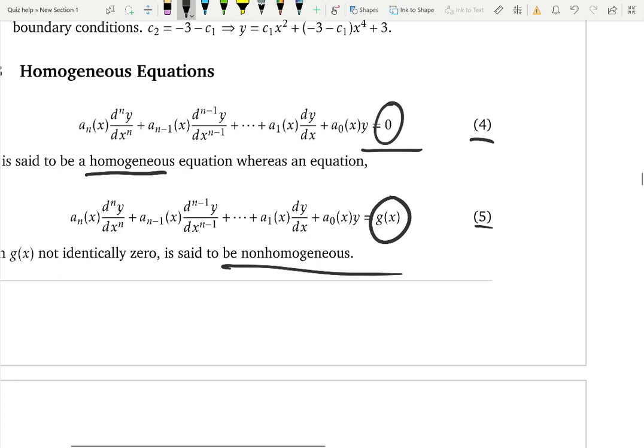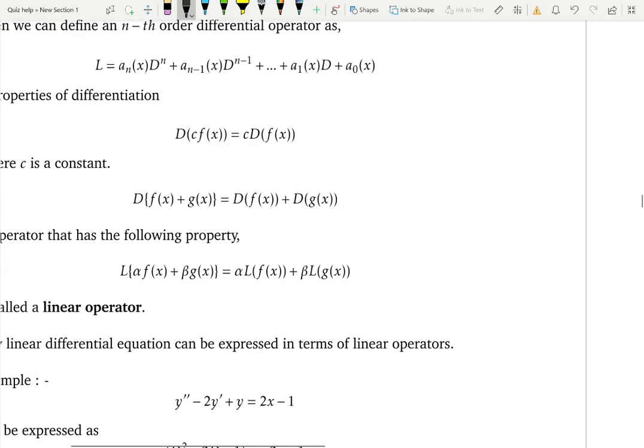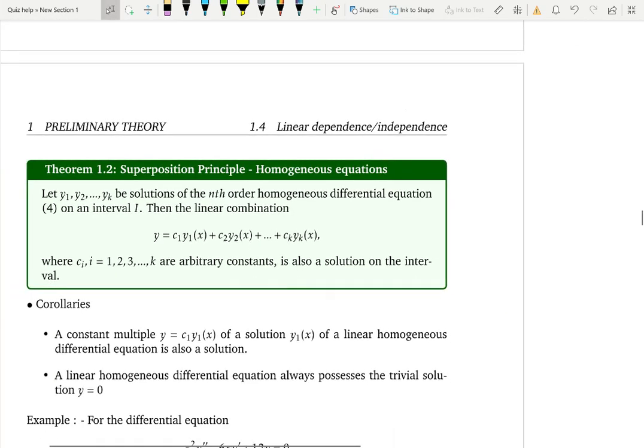Or simply, if you have 0 on the right hand side, that's a homogeneous differential equation. If you have a non-zero function on the right hand side, that's a non-homogeneous differential equation. That is enough to survive this chapter. We discussed the bigger idea in chapter 1. Now, how do we solve a homogeneous differential equation? Here's how we solve it.